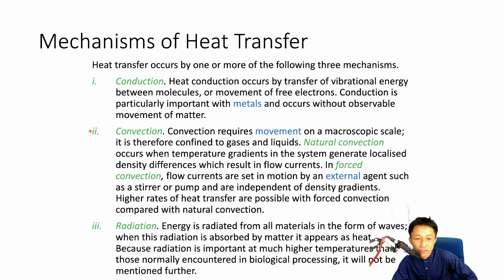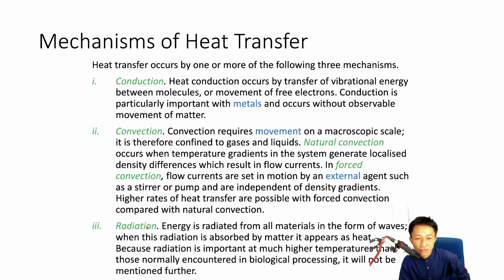And the second mechanism is convection. Convection is movement at the macroscopic level, whereas conduction is related to very tiny things in terms of molecules. We have forced convection, where we force it to occur, and natural convection, which occurs naturally inside the fluid. Forced convection requires an external force such as a stirrer. You have a stirrer, different turbines, for example, and propeller, pump, something like that.